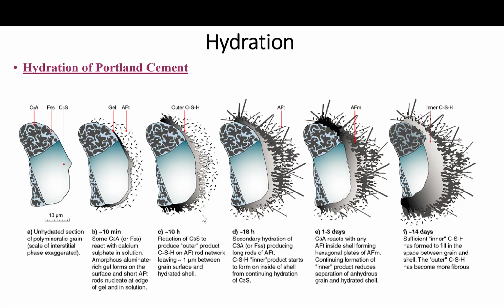In the later part of the acceleratory period, which is stage 3, after let's say 18 hours of hydration, C3A continues to react with gypsum, forming longer ettringite needles. As you can see here, these are referred to as ettringite needles.